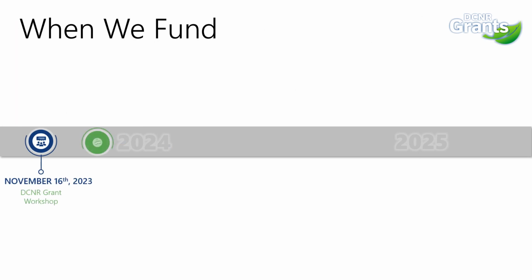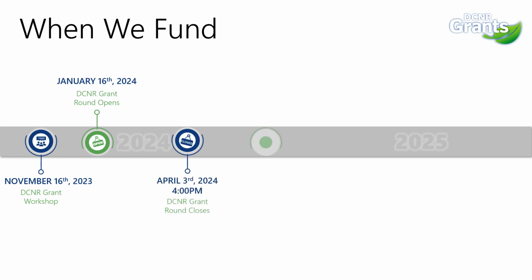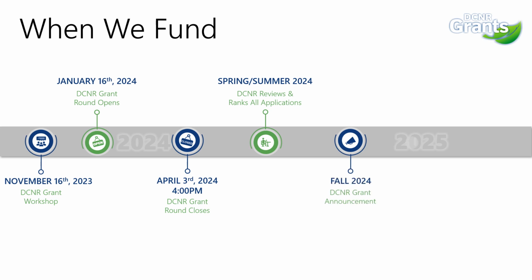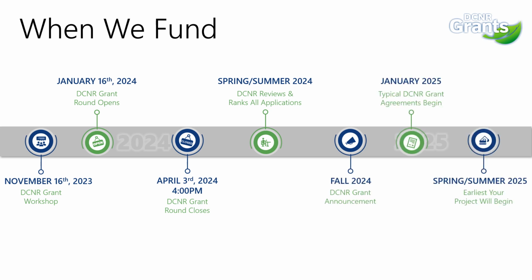The grant application deadline is April 3, 2024 at 4 p.m. It will take 6 to 9 months before grant recipients are announced, and then several more months until grant agreements are finalized. Realistically, a project start date will likely be at least a full year after the application was submitted.